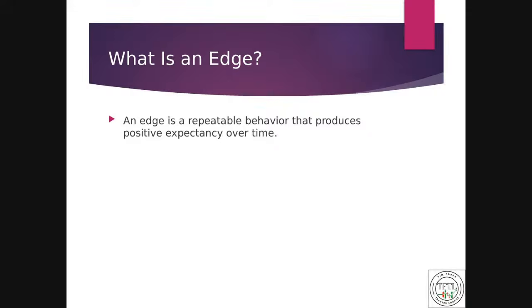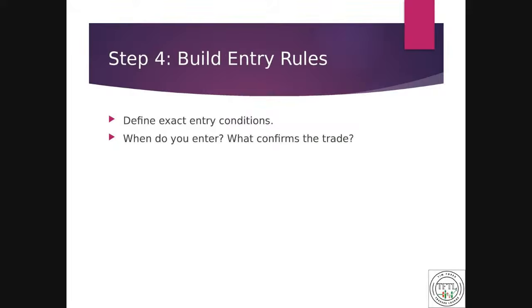So you have to backtest, and you have to journal the backtesting, so that you can understand the probability of that particular strategy. Then step number 4, right? Step number 4 is to build entry rules. Okay, so how do you build entry rules?